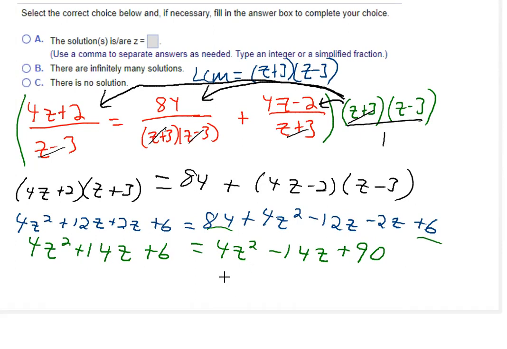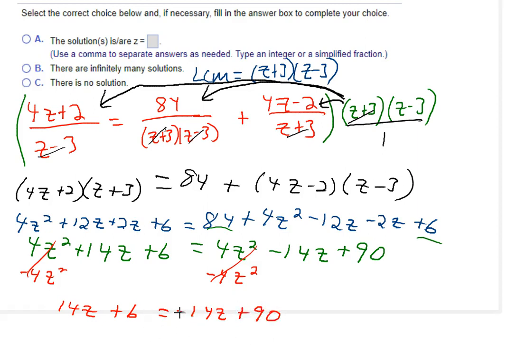So now, again, it looks quadratic. I wish it stayed quadratic, because I want to do an example of that, but I guess it's just not in the cards. The z squares are going to cancel out. And if they cancel out, it's not quadratic anymore. Right? So we subtract the 4z squared to the other side. They both cancel out. And so it's going to be linear. So we end up getting 14z plus 6 equals negative 14z plus 90.